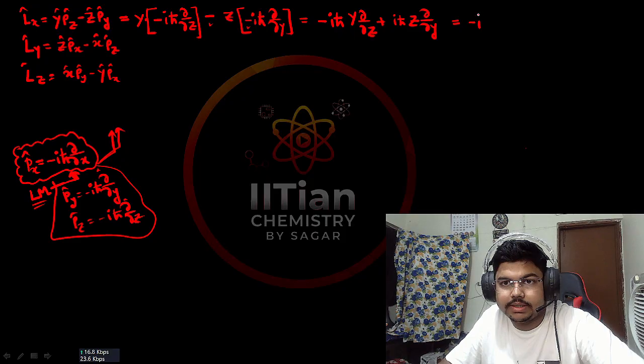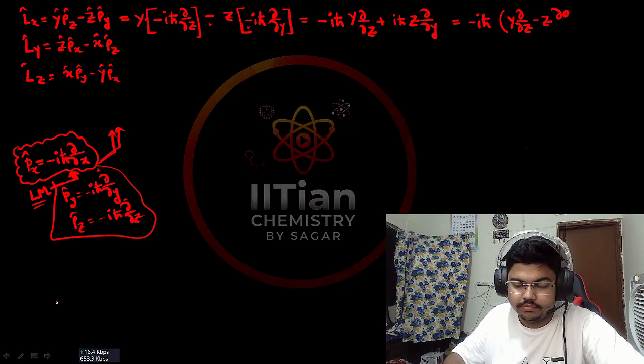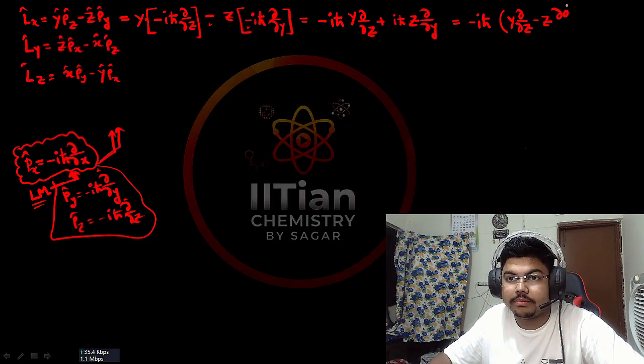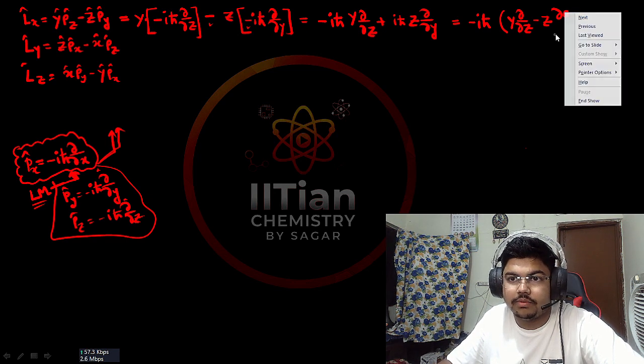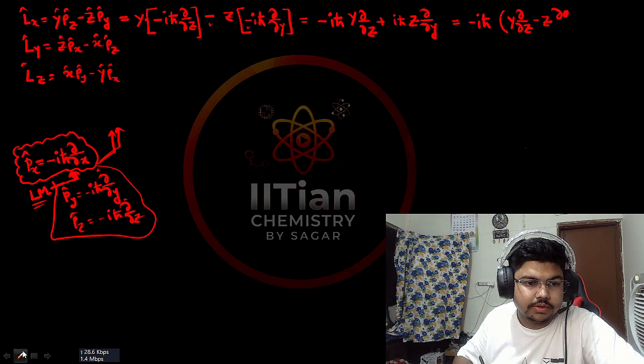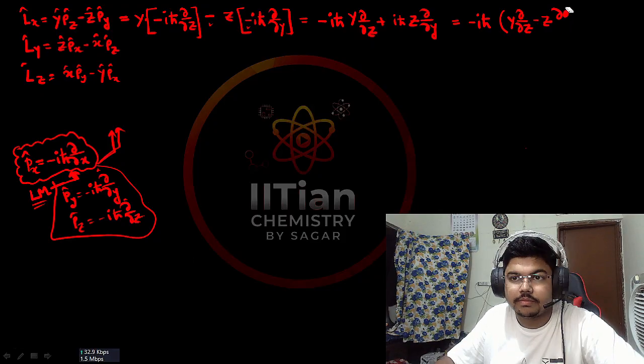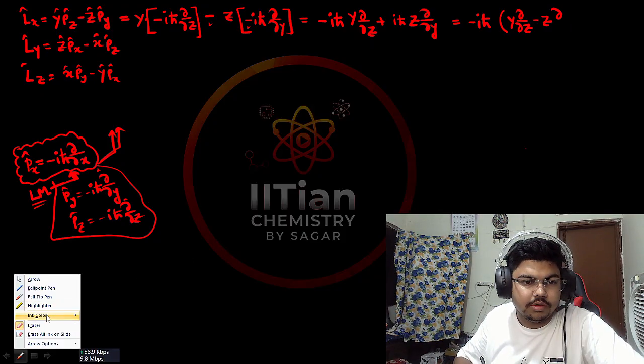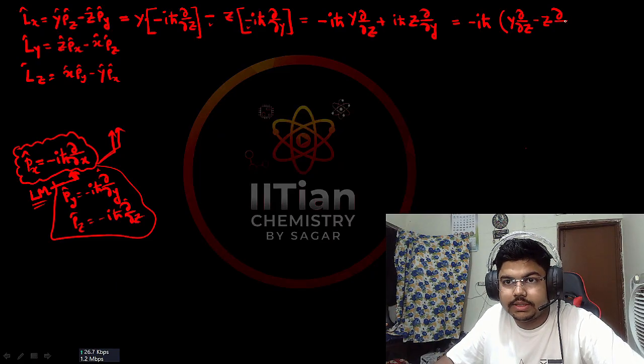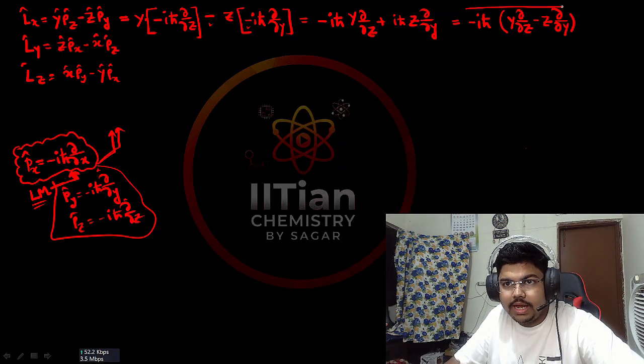So we can write minus iħ, if we take common, y del/del z minus z del/del y. One second, just take the eraser. Okay, fine. z del/del y, we are getting this, and with that you can also simplify it like this.